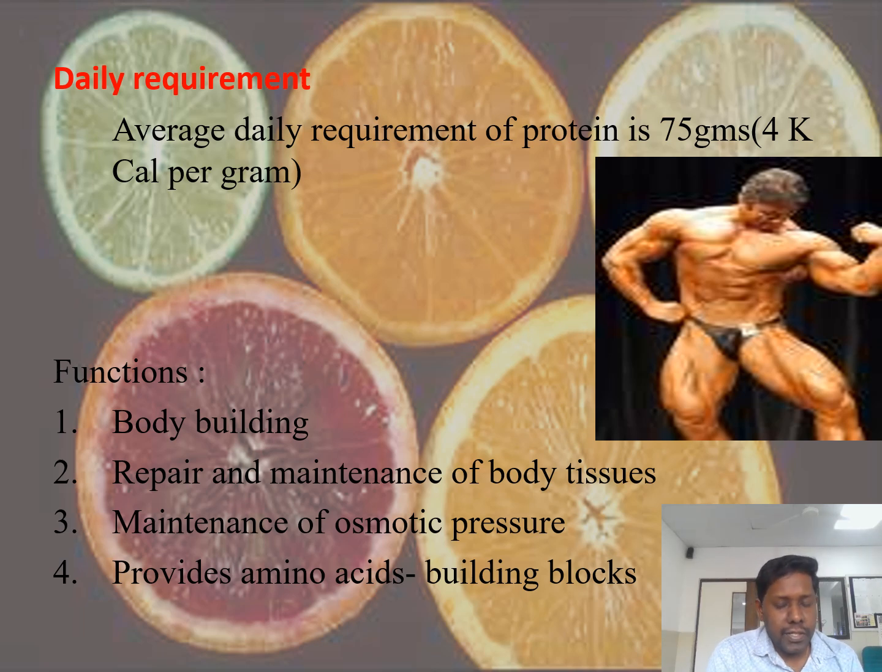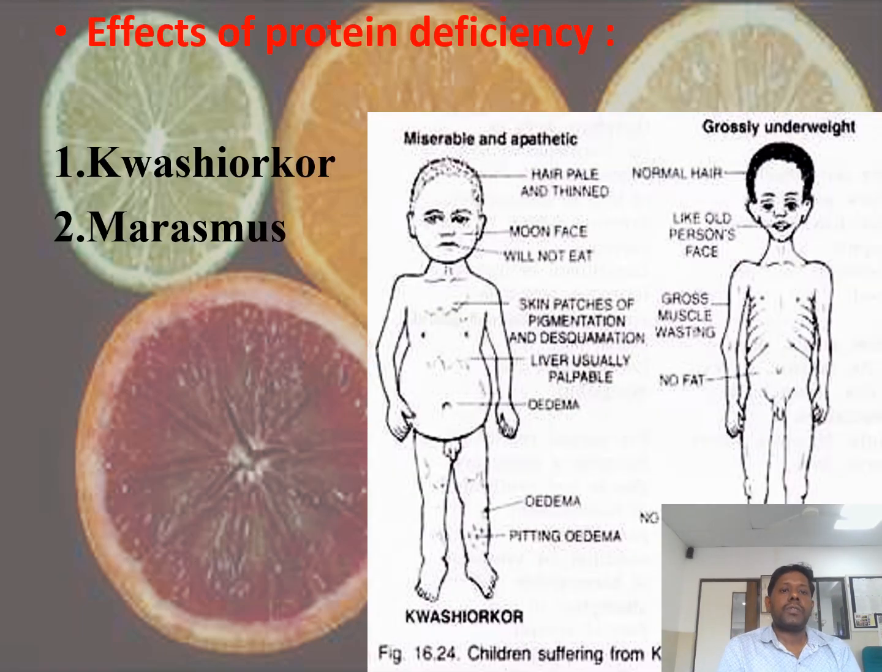And what are the various functions, which include, as I already told, bodybuilding, repair and maintenance of the body tissues, and also maintaining the osmotic pressure in our body. So the amino acids, which I told, are always the building blocks of our body. So what are the various deficiencies that are going to happen with this: kwashiorkor as well as marasmus. The picture depicts both the protein deficiency syndromes.